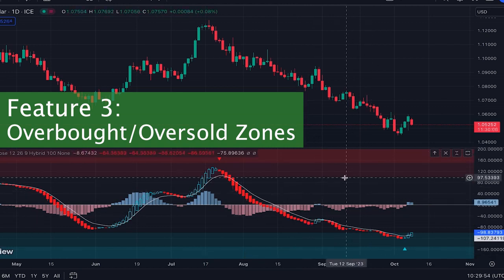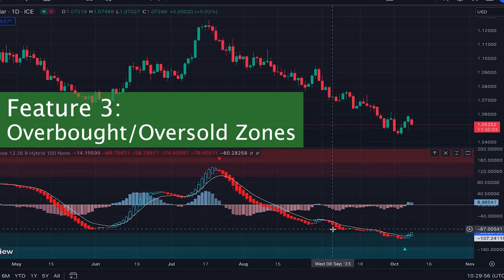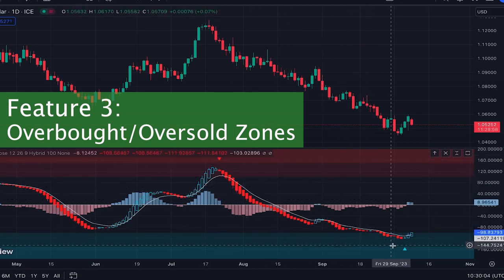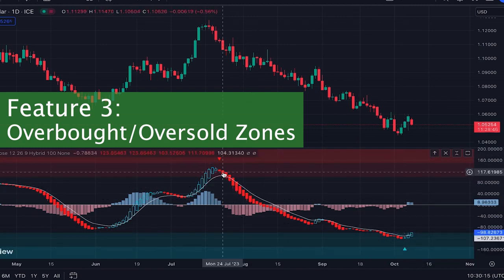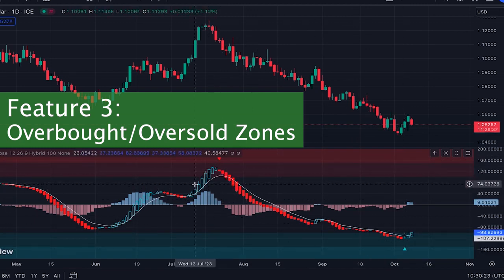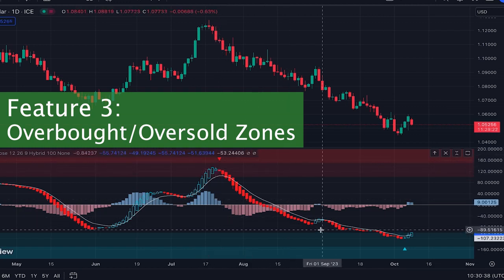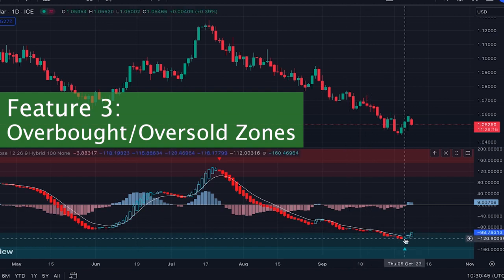So it helps us to identify when the market is overbought or oversold, and it also gives us buy and sell signals with the help of these small triangles, which actually appear when Heikin-Ashi candles change color. So when it becomes overbought and the Heikin-Ashi candles change color to red, it gives us a sell signal, and on the other hand, when it becomes oversold and the Heikin-Ashi candles change color to blue, it gives us a buy signal.